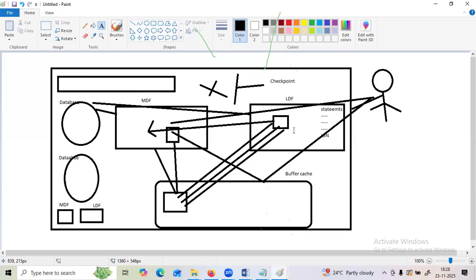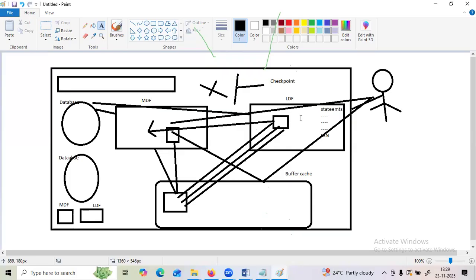The thing is, if you are recording the data from the buffer cache to the LDF, what will happen? What are the pages we have in the buffer cache after a restart? These pages will be gone. Okay, but what about the previous records or modifications? Those are stored in the LDF.